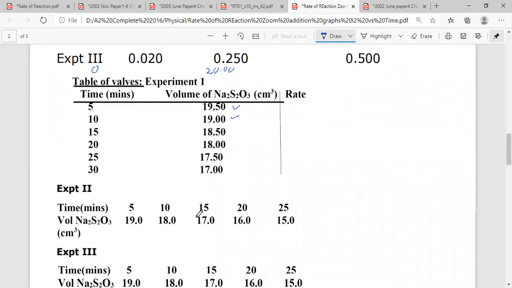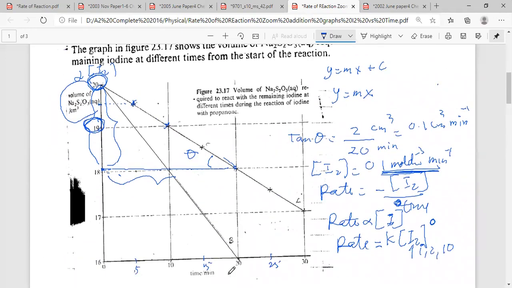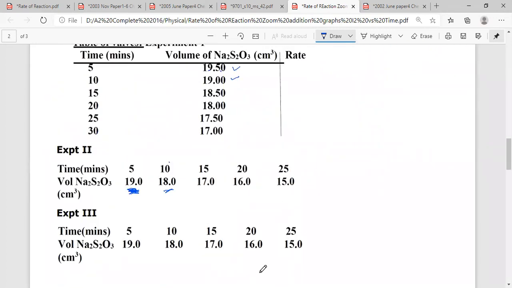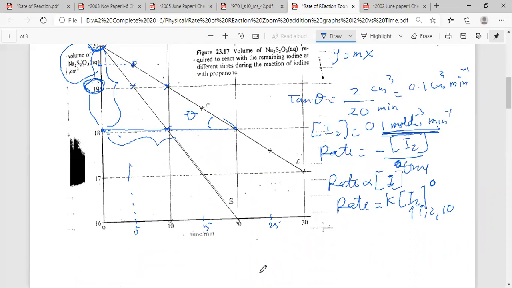Okay, now let's say this is the experiment detail. At 5 minutes here is 19.5. Here is 19. That means more of your iodine has reacted. At 10 minutes, less again. Then I plot the graph again. That's my second graph. So at 5 minutes it is here. At 10 minutes it is 18. Then 17, then 16. So I get another graph here.